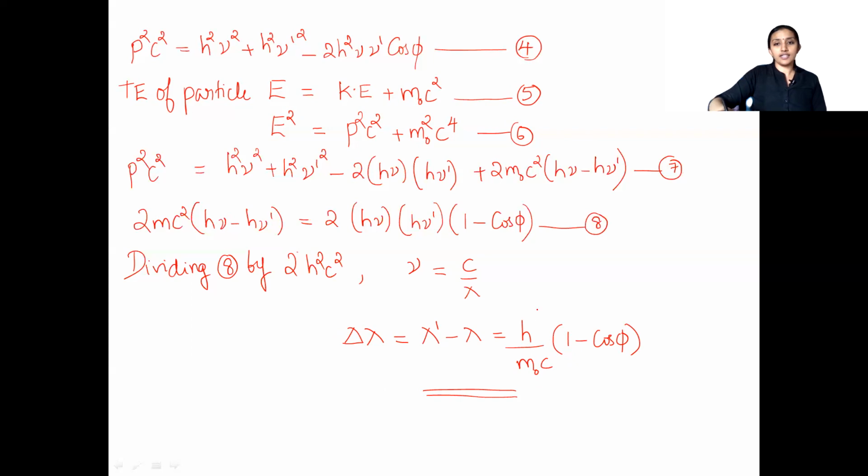Okay, and here this factor h by m0c is called the Compton wavelength, and the value for this wavelength is 2.42 picometer. So we can see that the Compton shift, that is the change in wavelength, depends on the scattering angle of the photon, that is phi.